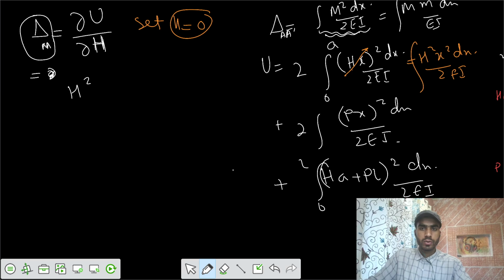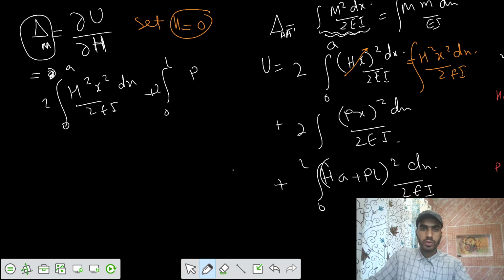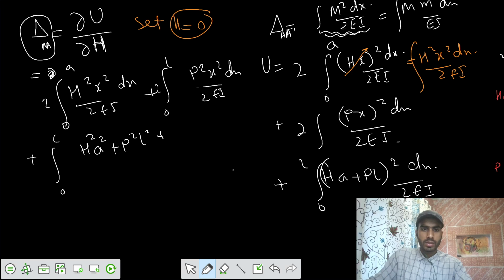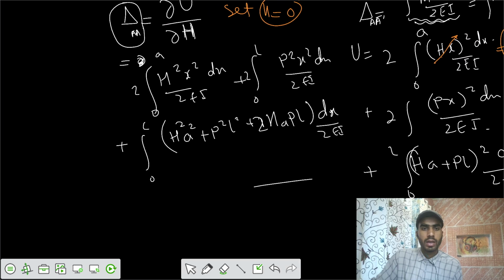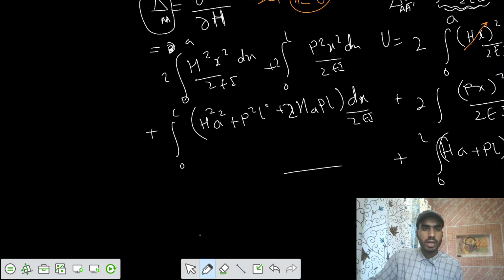Let's say that this is H square x square dx by 2EI, and this is 0 to a, plus 2 times 0 to L, P square x square dx by 2EI, and the third one is your 0 to L, H into Ha, that's H square a square plus P square L square plus 2 times Ha Pl, dx by 2EI. Now if you differentiate it with respect to H, this was your total strain energy.